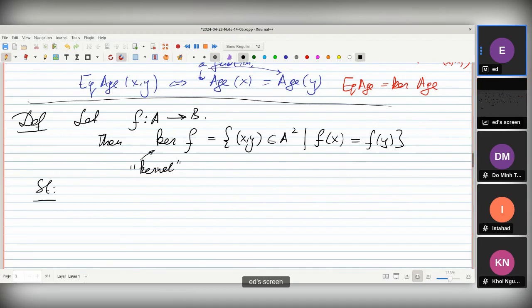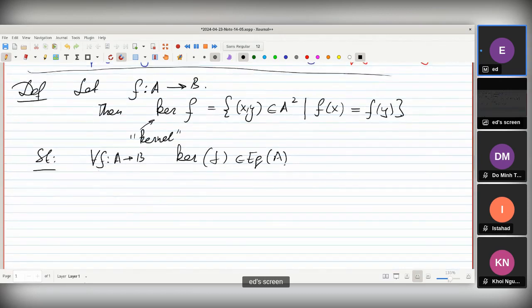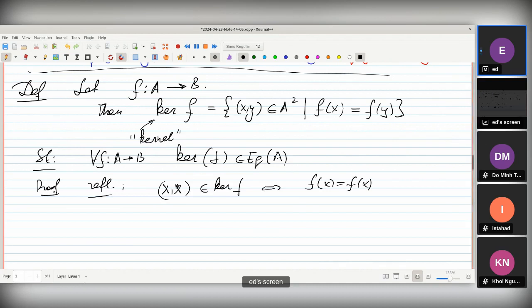Let us prove the following statement: that for every such function, its kernel, which is a binary relation, is an equivalence relation. It is very easy to do so. Still, we need reflexivity. Why is it reflexive? What does it mean that x, x belongs to the kernel? That means that f of x equals f of x, which is clearly true.